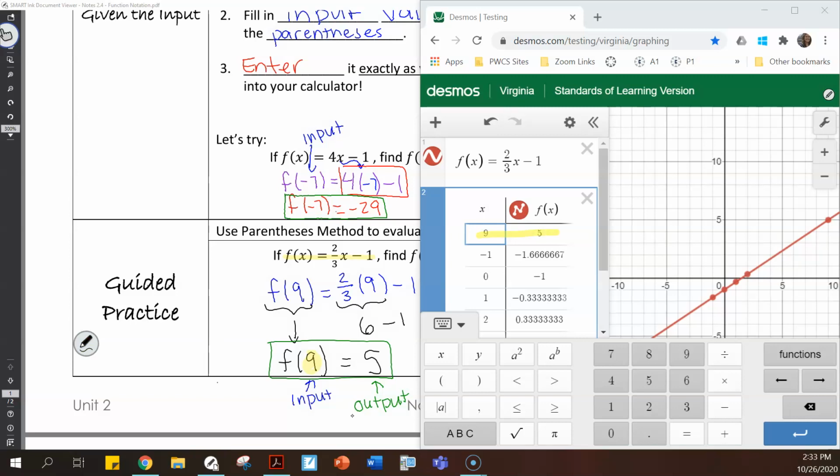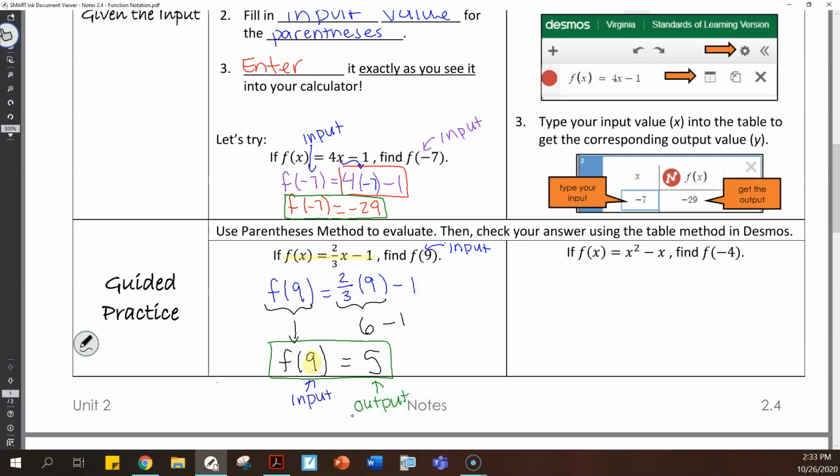Go ahead and try the second one. If f of x equals x squared minus x, find f of -4. I want you to try it by hand first, check your answer in Desmos, and then come check your answers back with mine.